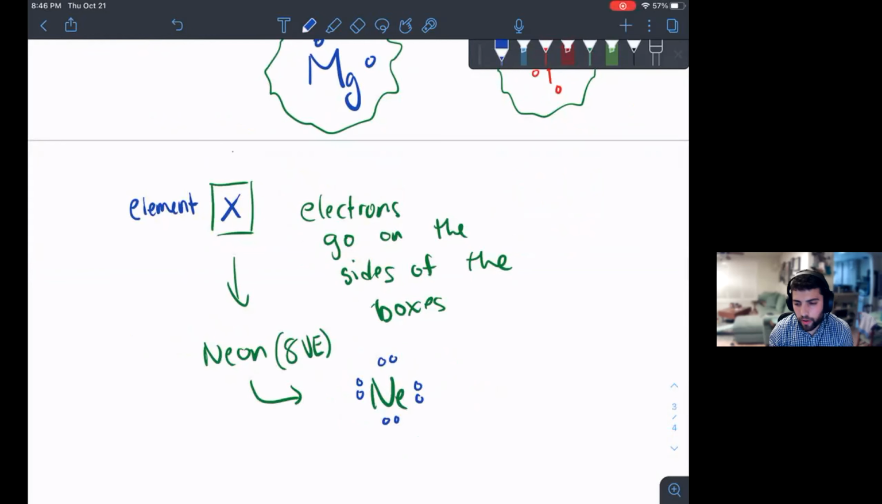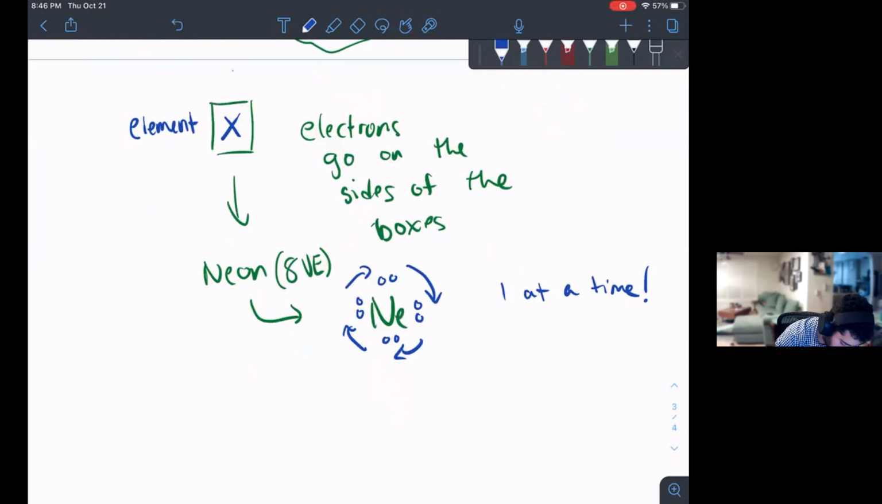So one very important thing, you'll notice that I am putting them in a clockwise order, and I'm doing it one at a time. This ensures that my electrons are as spread out as possible. Electrons are spread out.